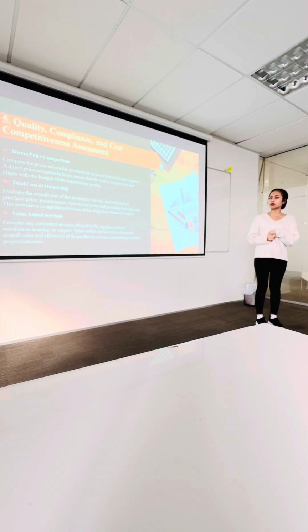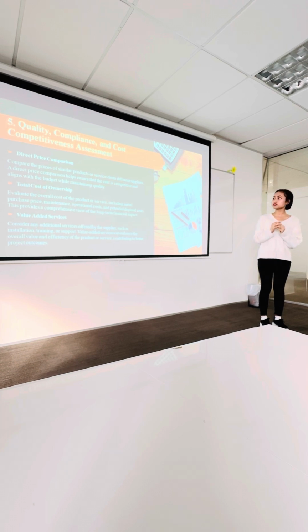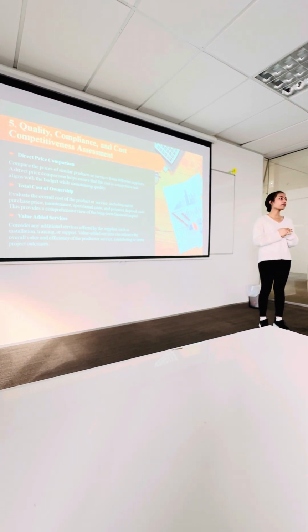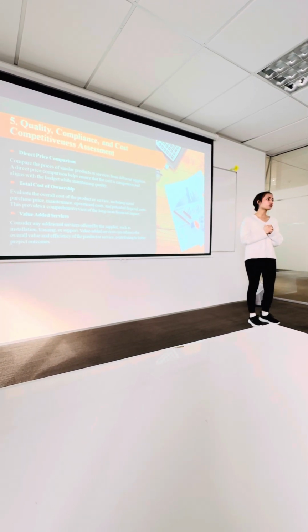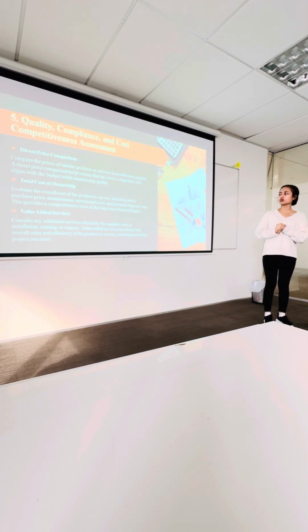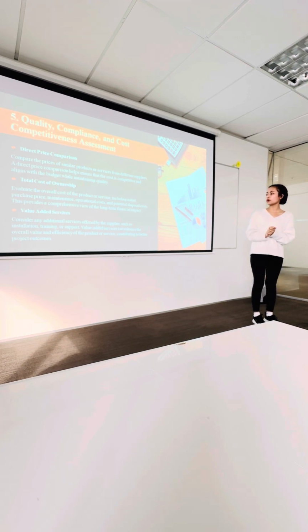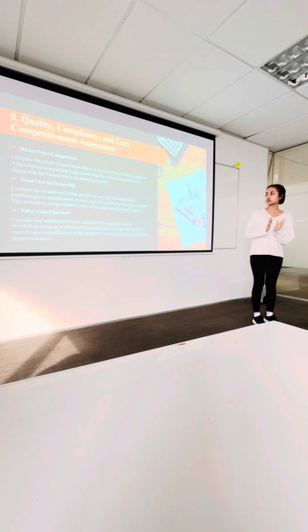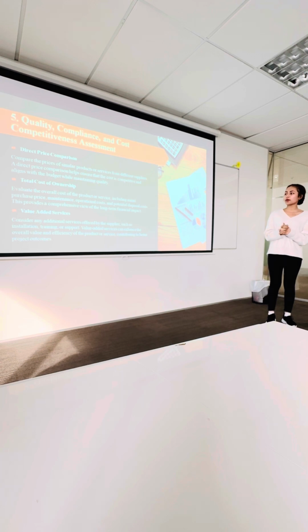So there's a direct price comparison. Comparing the price of similar products or services from different suppliers helps ensure the cost is competitive and aligns with the budget. Then total cost of ownership: evaluating the overall cost of the product, including maintenance, operational cost, and potential disposal cost, provides a comprehensive view of the long-term financial impact.